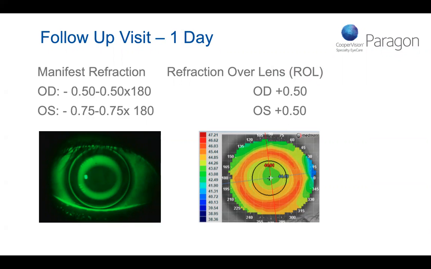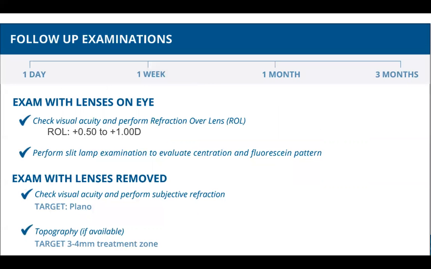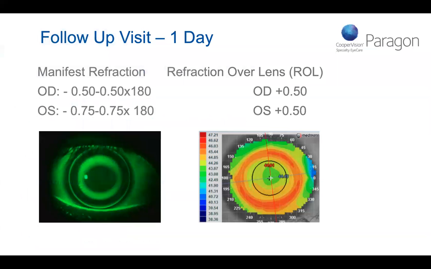Below is a picture of her left eye's post-treatment topography map, and we notice that we have a nice centered bullseye pattern for this patient. So on day 1, even though her manifest refraction sphere, when we examine her with lenses removed and check visual acuity, is not plano, that's okay because this is her 1-day treatment. We tell her to continue with lens wear and we'll see her back in 1 week.